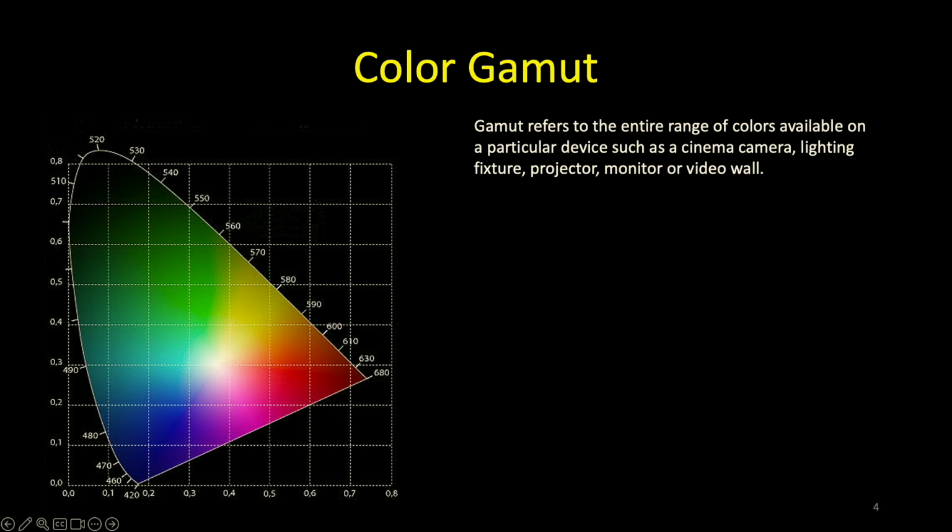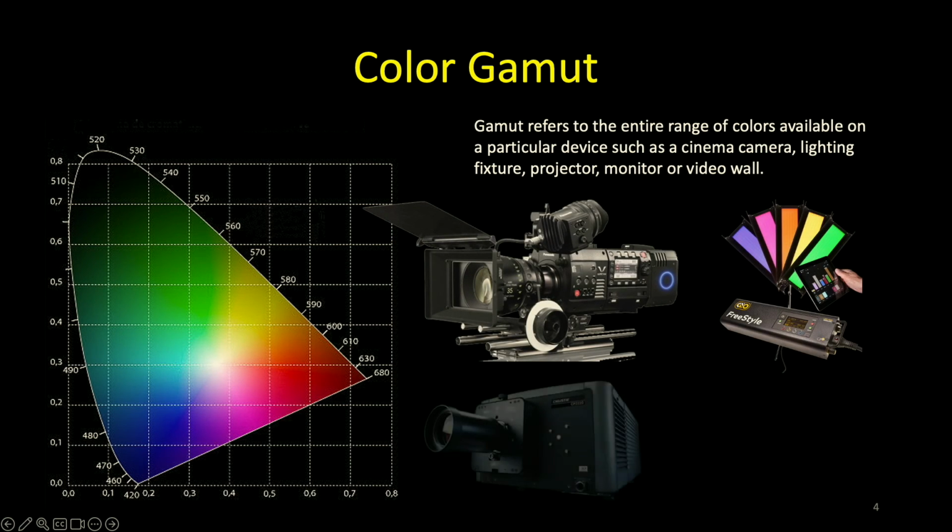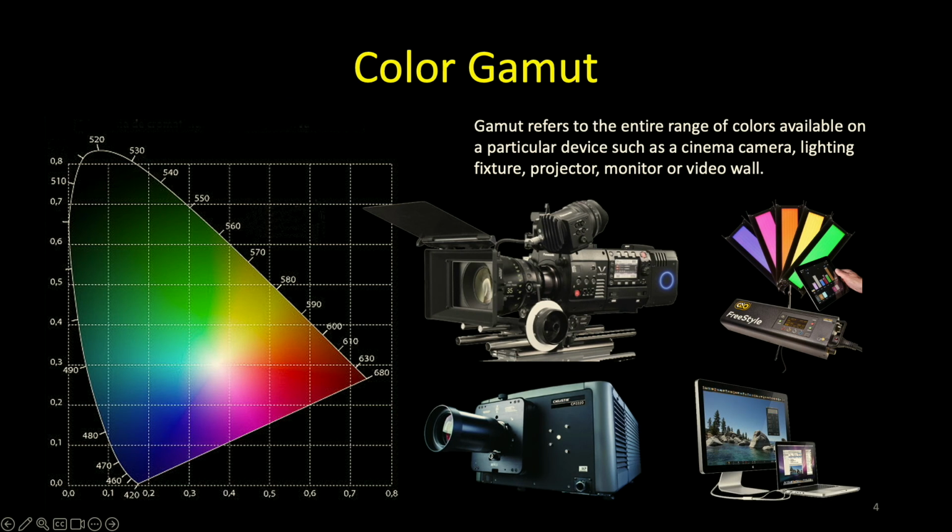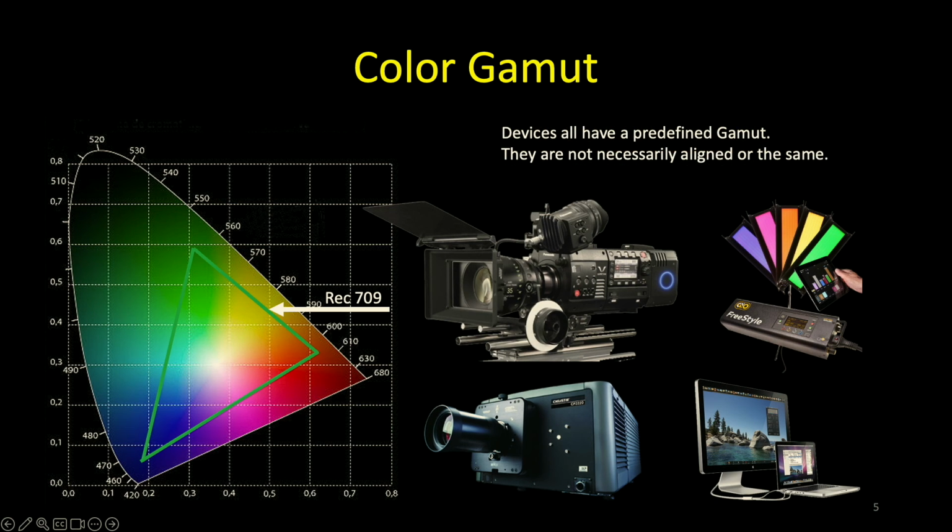Color gamut. Again, this refers to the entire color range available on a particular device, be it a camera, a lighting device, a projector, a monitor, a video wall. And so that we all know the term Rec 709, that in a display is all the color that it can display. So if your camera is recording outside of that, it's not going to show anything that's outside of Rec 709. And all of these various devices may not actually have the same gamut.